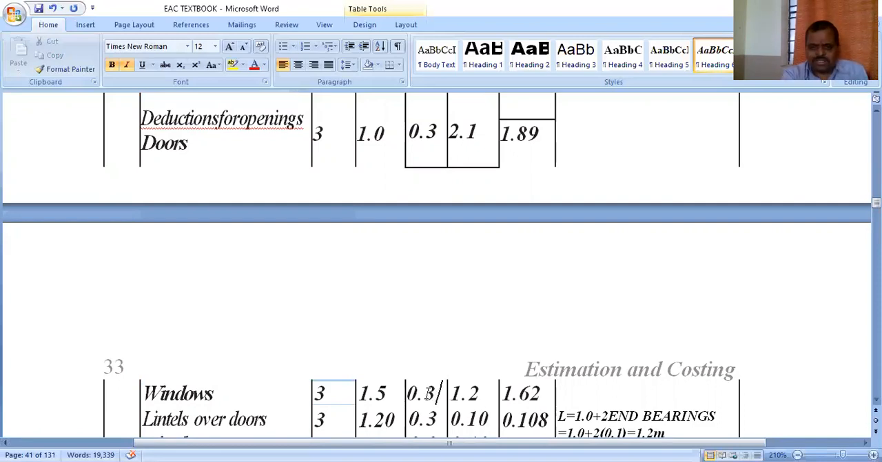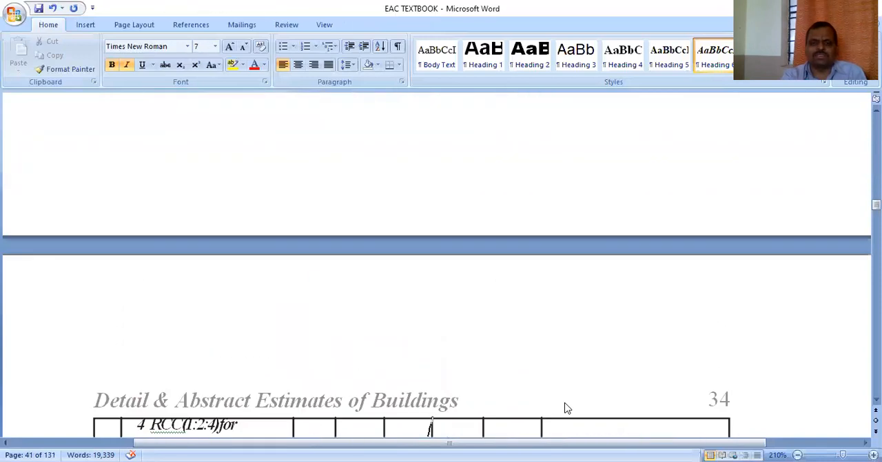Here, this width is actually not the width of the window, but we have to take the width of the brickwork because we are going to deduct it. From the total brickwork we are going to deduct this window. So we have to take the thickness of that brickwork, which is nothing but 0.3. Thickness means width. So just multiply these four variables: 3 into 1.5 into 0.3 into 1.2 gives 1.62 cubic meter as the deduction for windows.